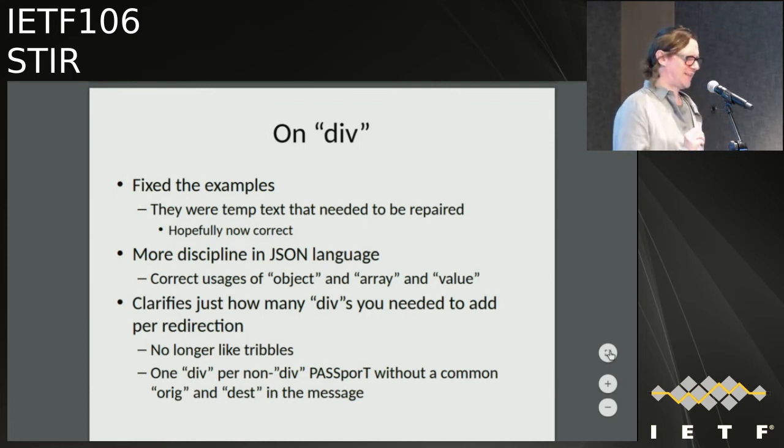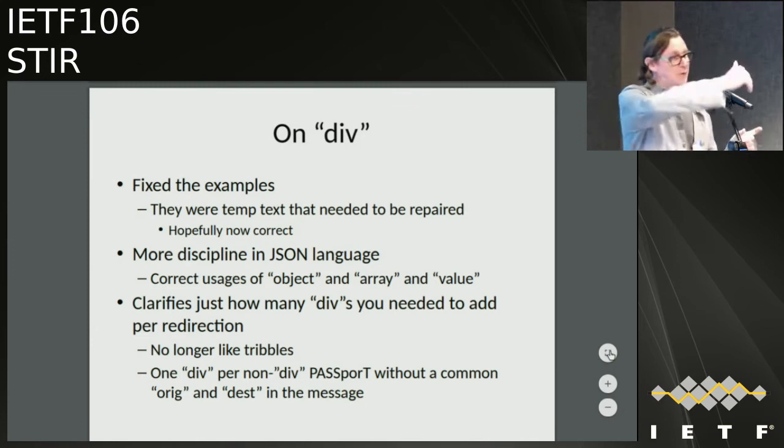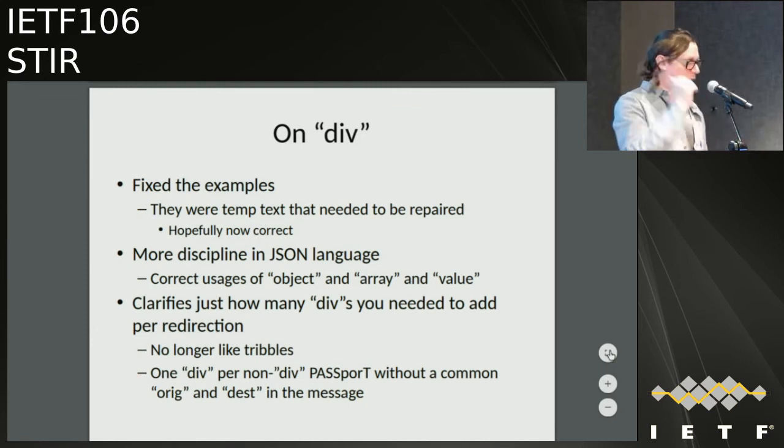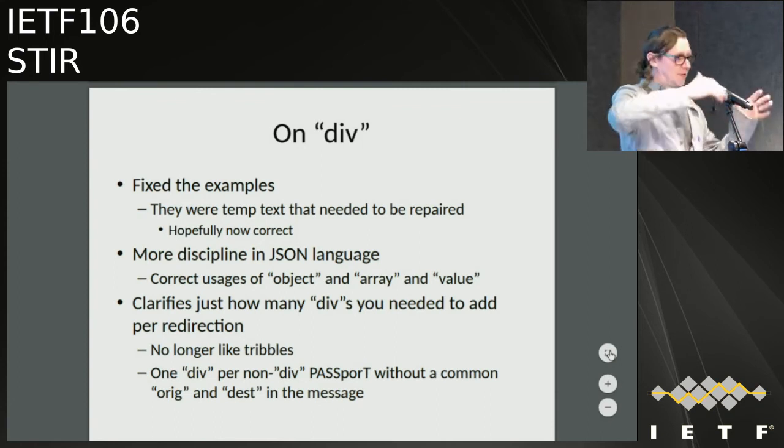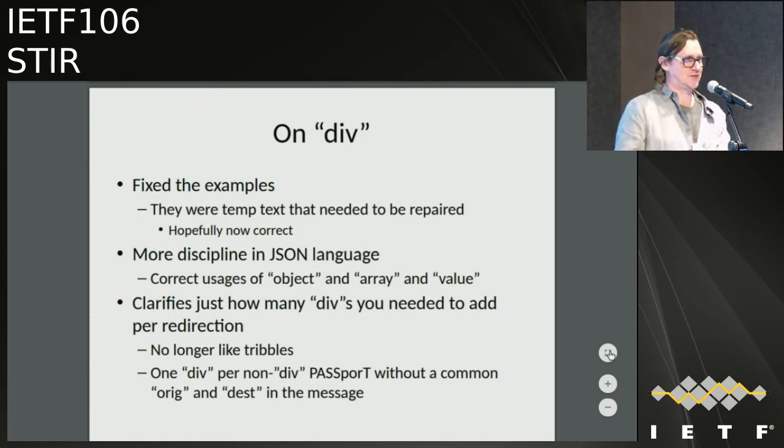Adam also pointed out the language about how many divs you need per redirection in cases where you have multiple baseline PASSporTs in a single message. For example, I know Martin's going to talk about RPH. If you have one RPH PASSporT and one SHAKEN PASSporT in the same INVITE, you want to make sure that you don't end up with exponential multiplication of these if you go through multiple redirections. So the language is hopefully clear now that there will be one non-div PASSporT for each baseline PASSporT without a common origin and destination in the message. That may be a lot to unpack when I say it, but the language in the draft is clear about this and no longer suggests this is an exponential multiplication problem. I think that resolves the major issues as Adam saw them, I hope. So let me know if there's anything more there.